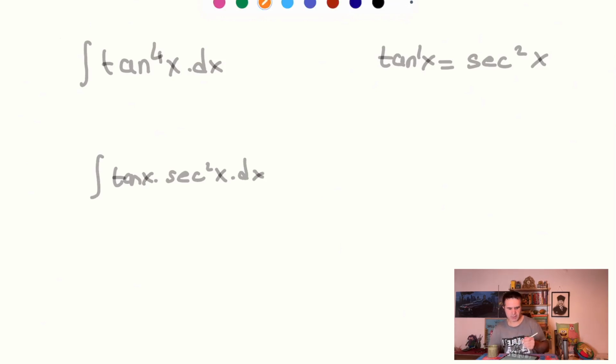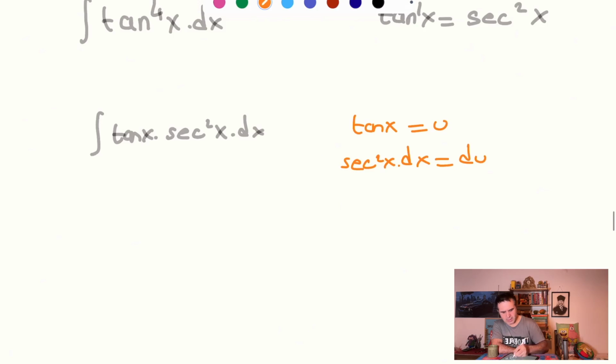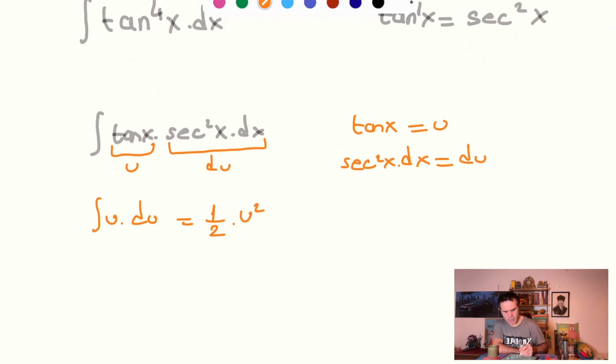In such an integral, we say that tangent x is equal to u and make a substitution. The derivative of tangent x is secant square of x, so secant square of x times dx is equal to du. Then the integral becomes u times du, and if we integrate it, the integral of u is 1 over 2 times u to the power of 2, and this is equal to 1 over 2 times tangent square of x plus the constant c.